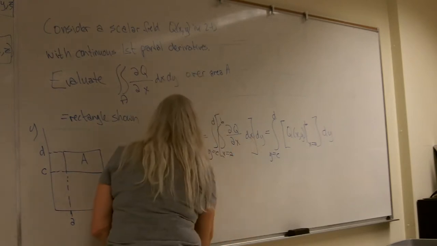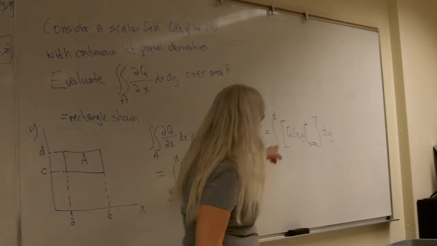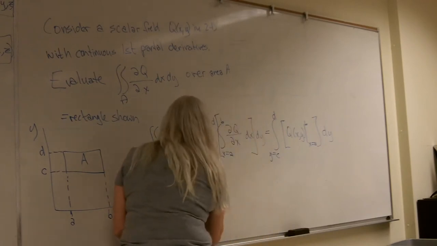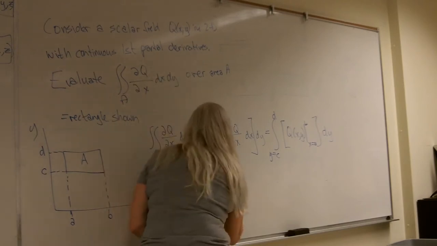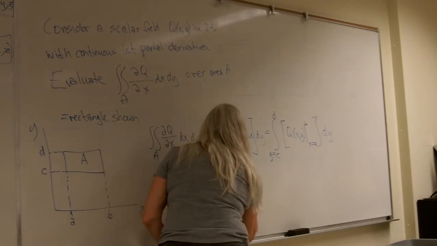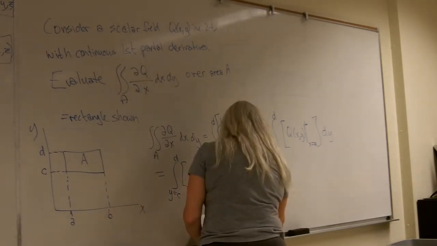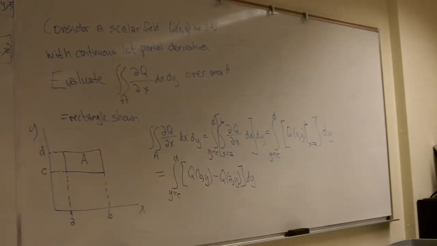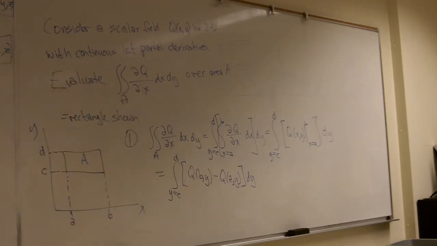Inside this integral, when I evaluate the limits, I'm going to have first Q of b and y, when I set x equal to b, and then minus, because it's a lower limit, Q of a and y, where x gets set equal to a. And then I still have the integral with respect to y. I'm not going to try to do that integral with respect to y. Let me just leave it like that for the moment. I'm going to call that result number one.